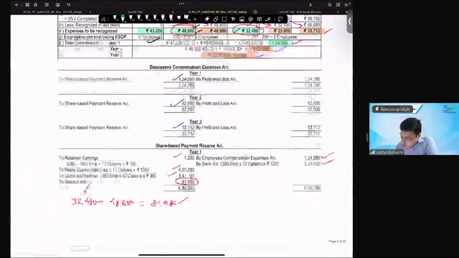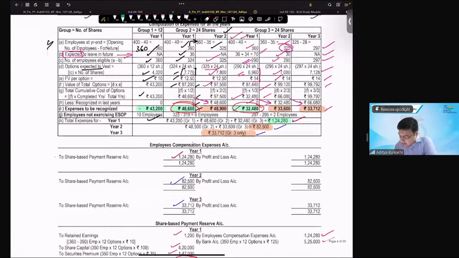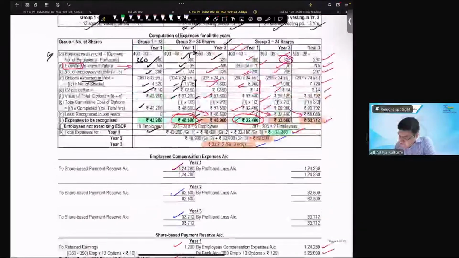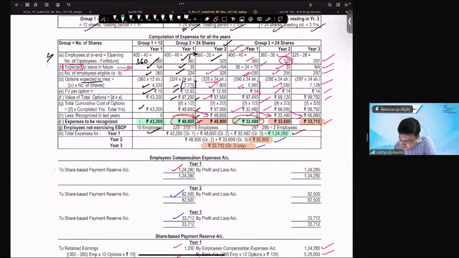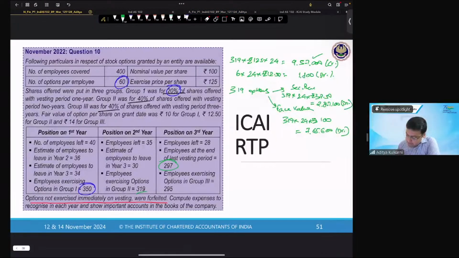If you have any doubt, you can check. It is group 3, 66,080. Okay. This value. Yes or no? All right. Yes, sir. Perfect. So 66,080. And in this 66,080, the third option, 297 employees are there, out of which 295 have exercised, right? Employees present and employees exercised, 295.